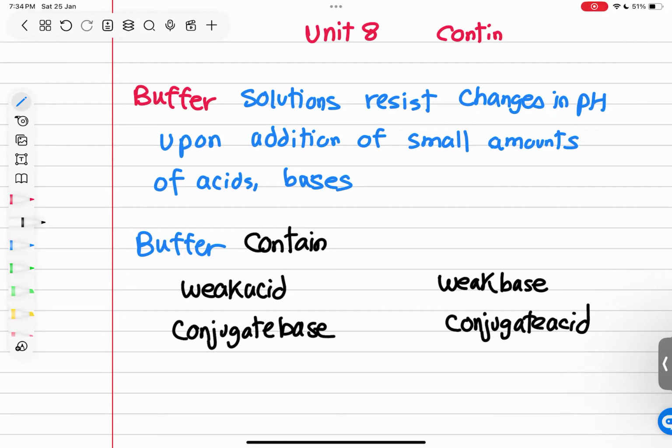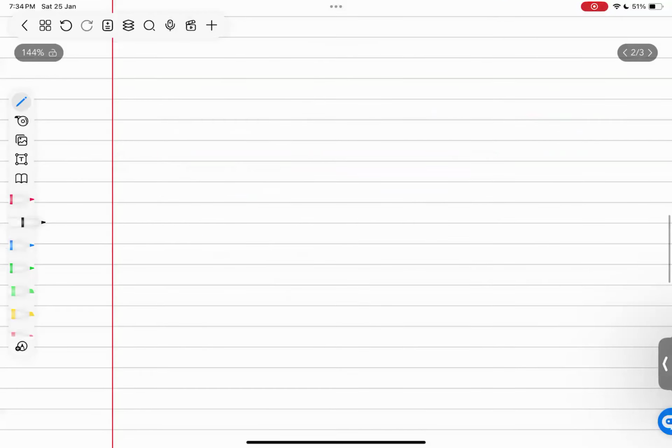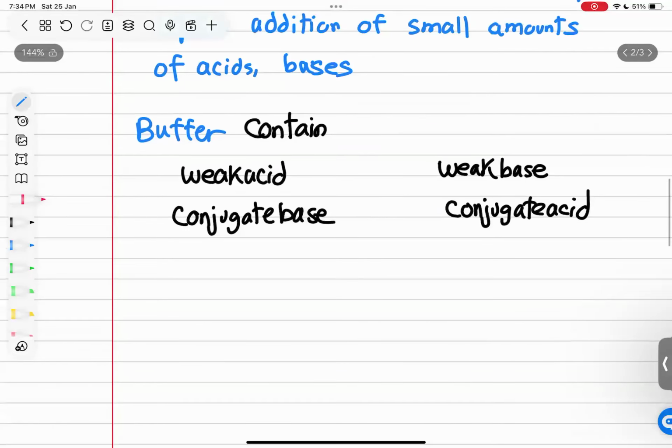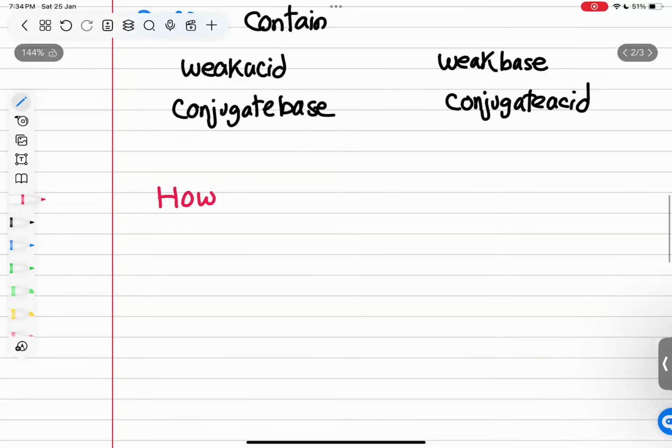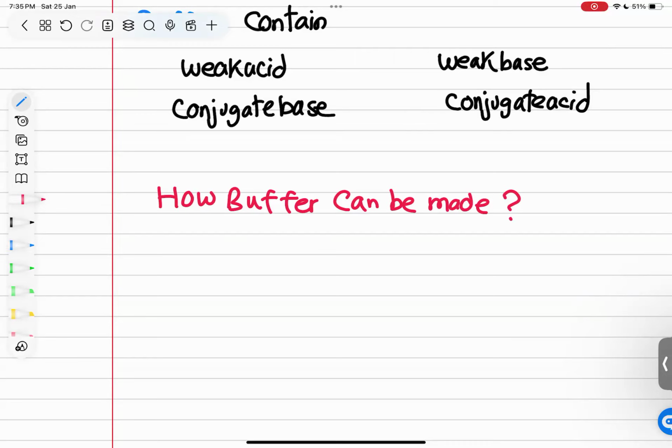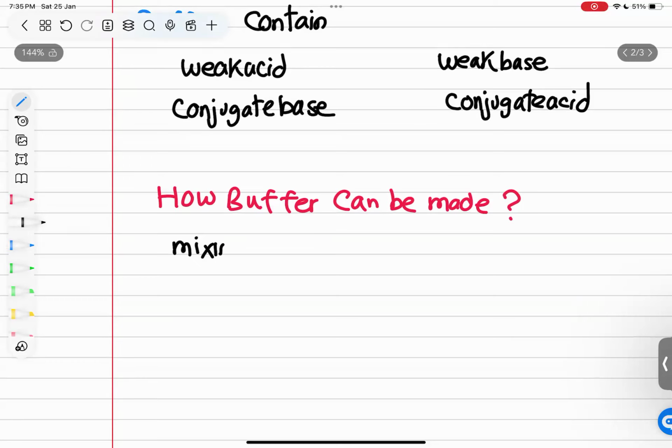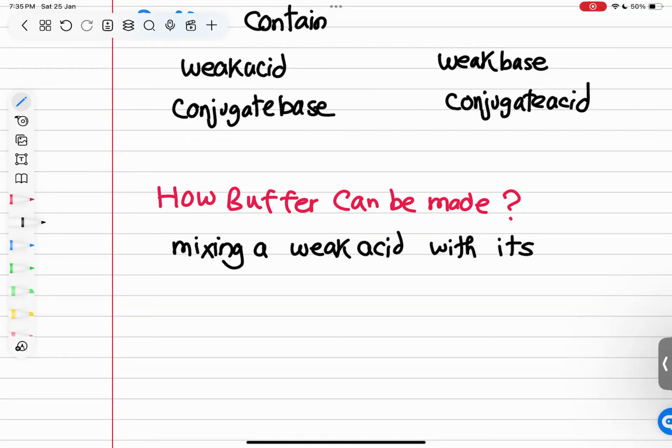But how can we make it? How can I produce this buffer? So this is the definition and this is the content. How can the buffer be made? The buffer can be made by mixing a weak acid with its salt, or mixing a weak acid in excess with a strong base, or mixing a weak base in excess with a strong acid.